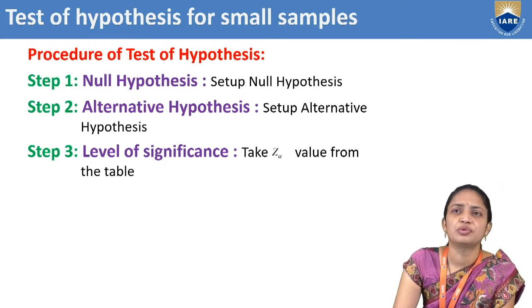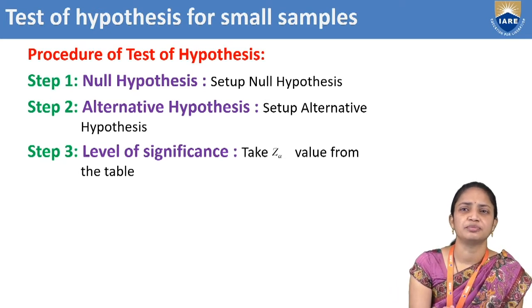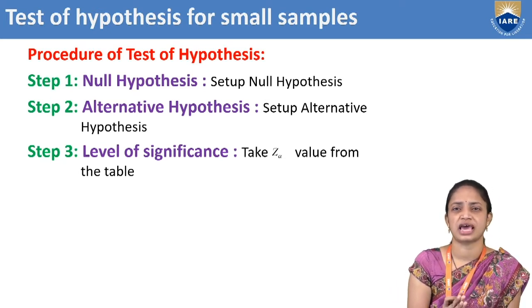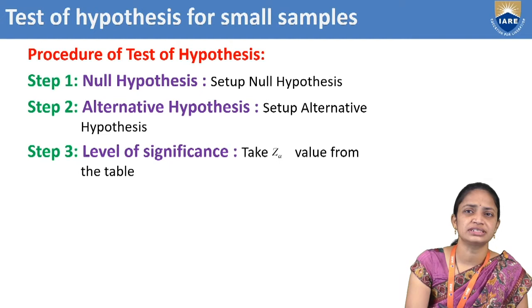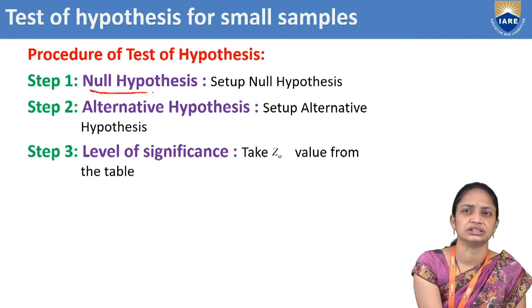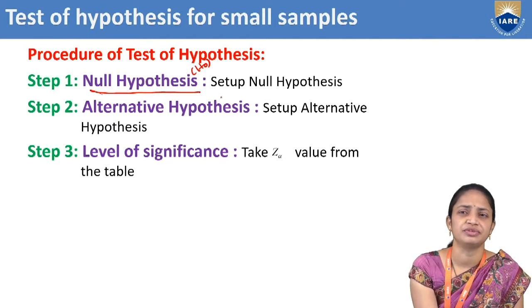Next, the procedure of test of hypothesis. For the procedure we have only 5 steps. The first step is the null hypothesis, denoted with H naught. In this step, we need to set up the null hypothesis.